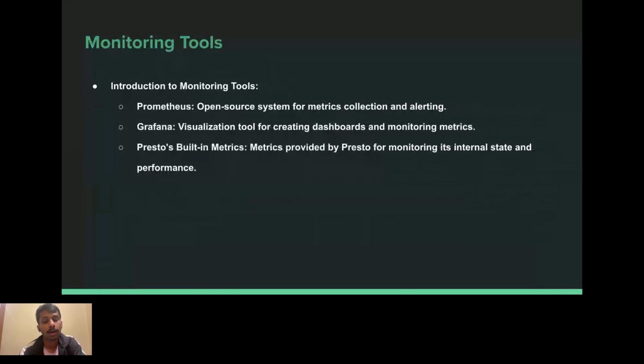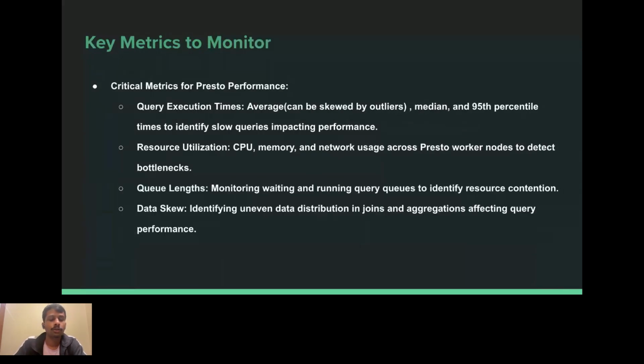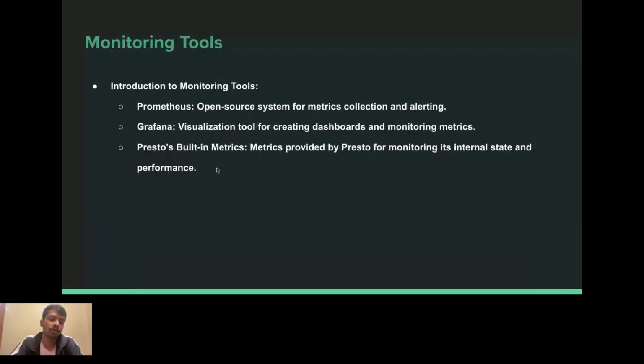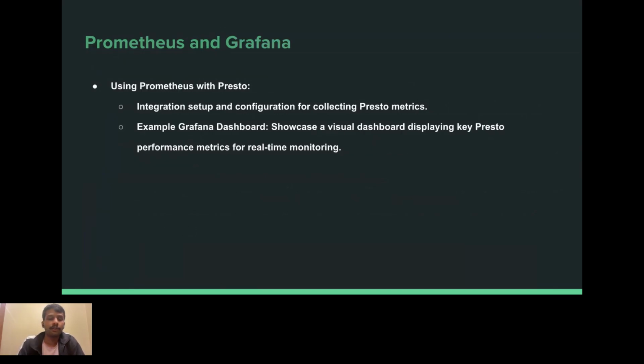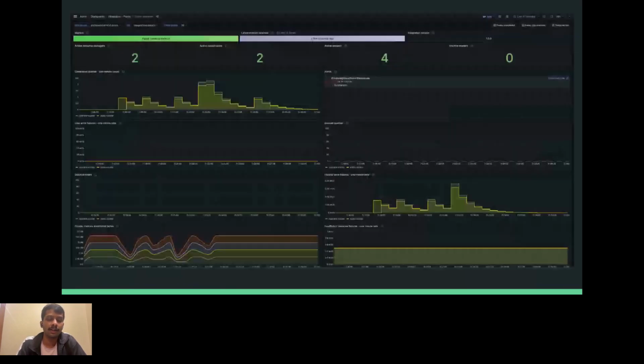But if we talk about what type of built-in metrics are available, you can find all the major critical metrics which are generated by Presto as built-in. Once you have the metrics, you can collect them with the help of Prometheus. Once you have the collection of metrics, you can use them to create great visualizations. So yeah, that's it, and we have talked about Prometheus and Grafana here.